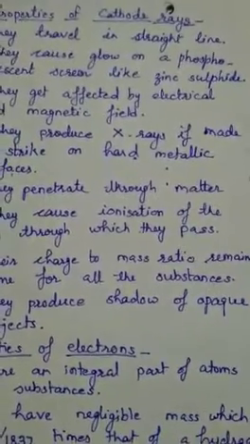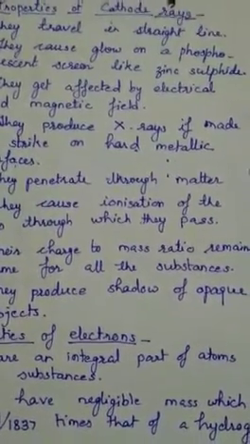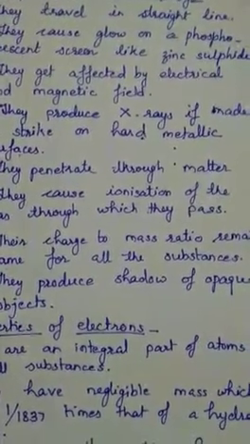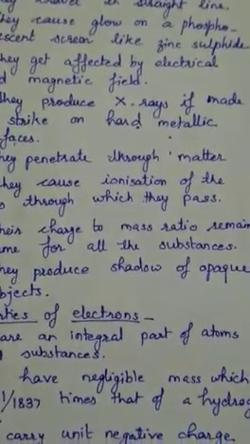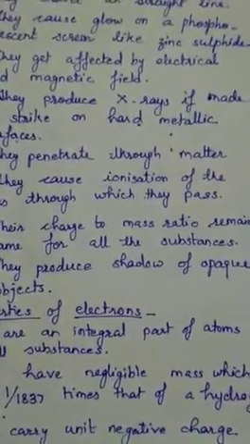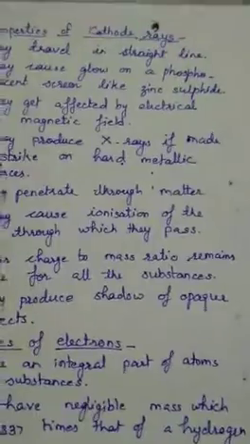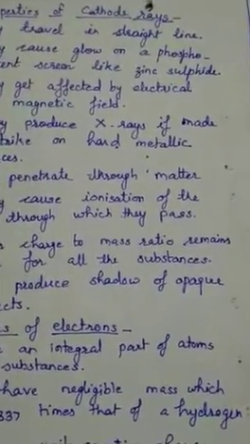Then their charge to mass ratio remains the same for all substances. That means the electron's charge to mass ratio will be the same because individual electrons will be removed from the atoms of any element. Then they produce shadows of opaque objects.